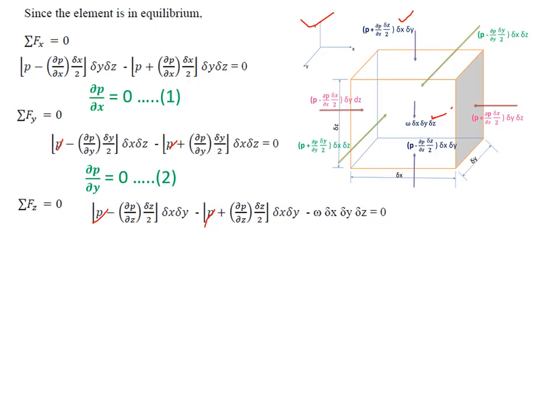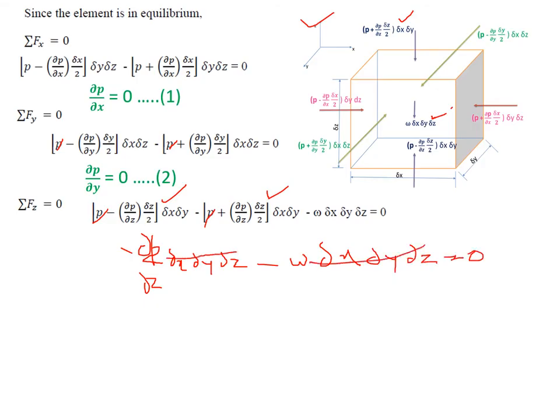So how to write this? It will be minus dou p by dou z, here half and half will be delta x delta y delta z, and this will be minus w delta x delta y delta z should be equal to 0. So dividing by delta x delta y delta z, it gets cancelled out. So we can write that dou p by dou z is equal to minus w.